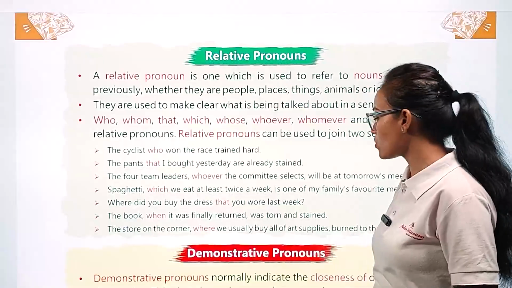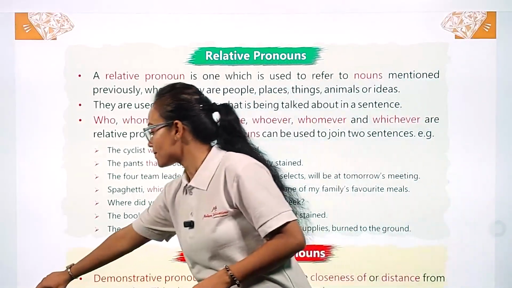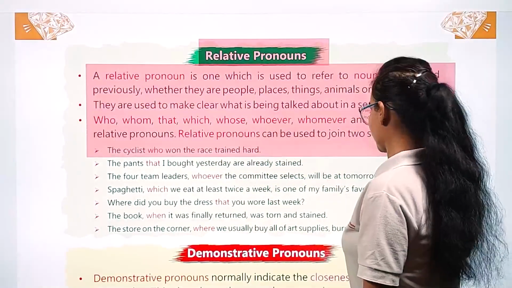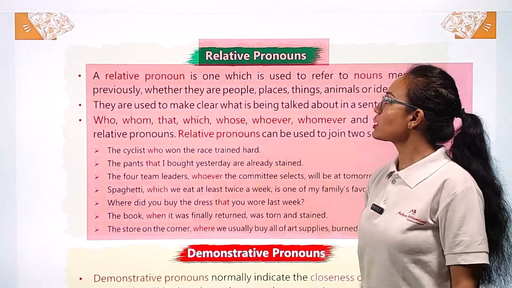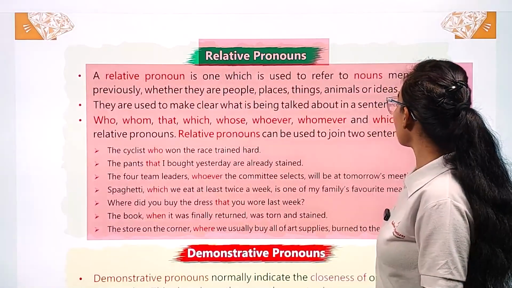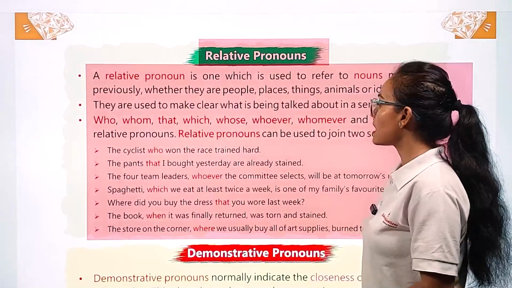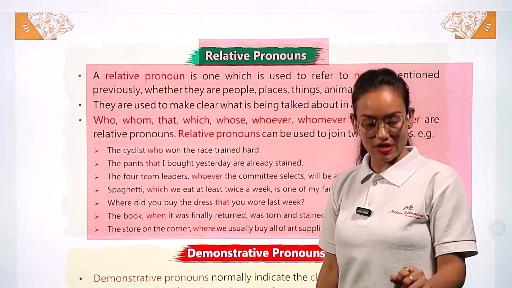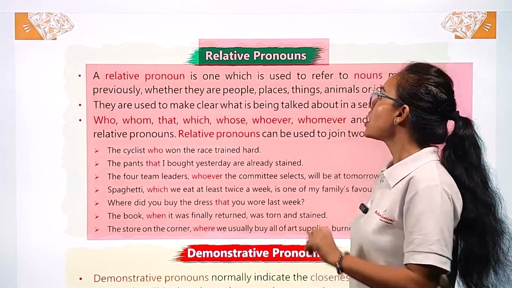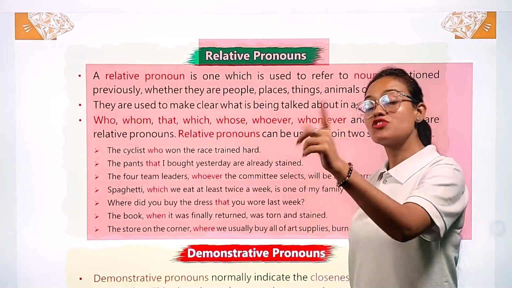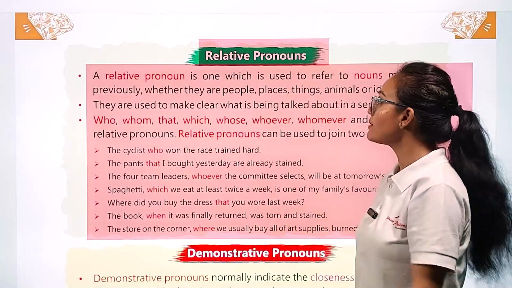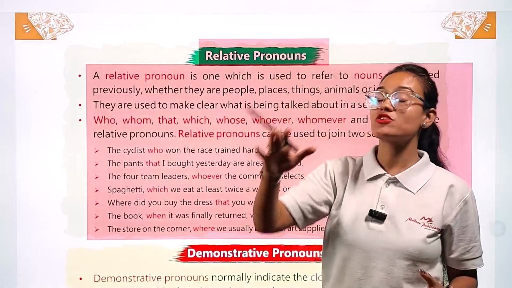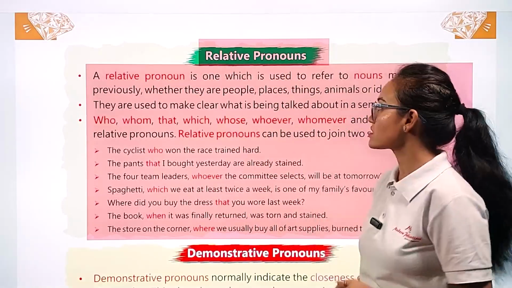Now, relative pronoun. What is the meaning of relative pronoun? Let's see. Relative pronoun is one which is used to refer to nouns mentioned previously, whether they are people, places, things, animals, or ideas. Relative pronouns are used in a sentence to refer to the noun which is previously mentioned. Okay. Relative pronouns are those words which talk about the previously mentioned noun in the sentence.